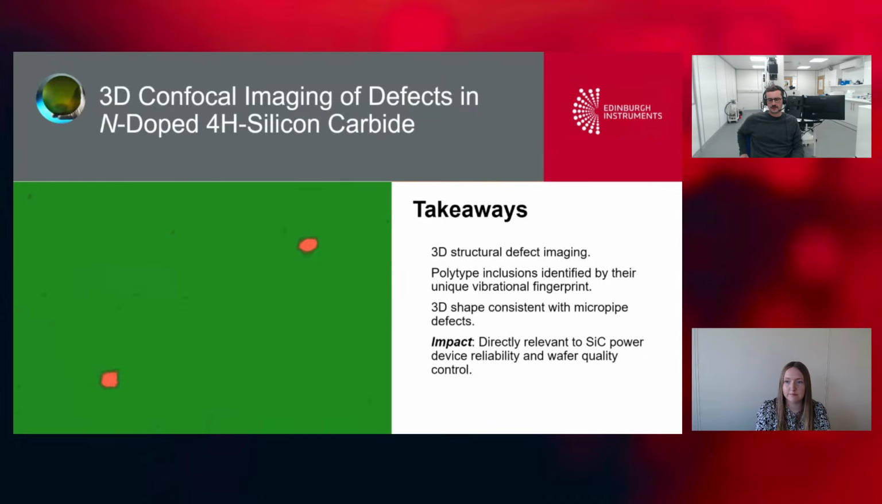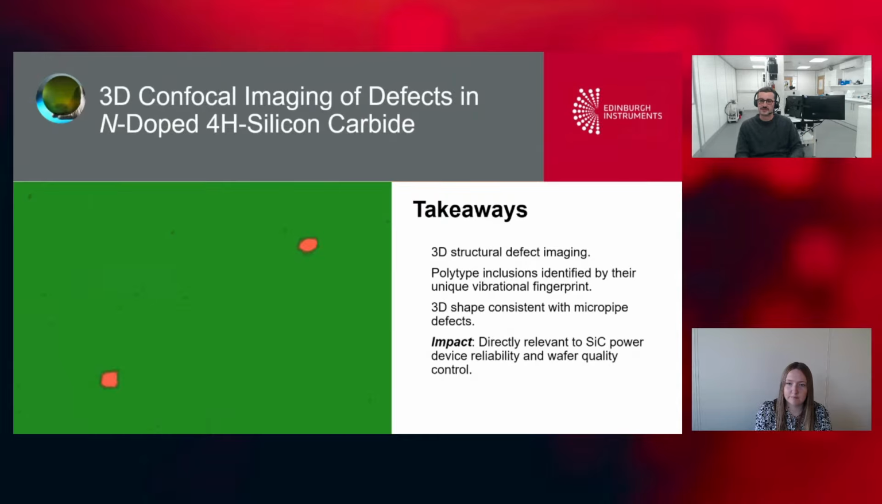Mm-hmm. There's different factors at play. If you want to be able to probe through your sample, you'd have to use a green or red laser. If you want to have very specific surface analysis, then you'd want to move down towards blue or the UV.